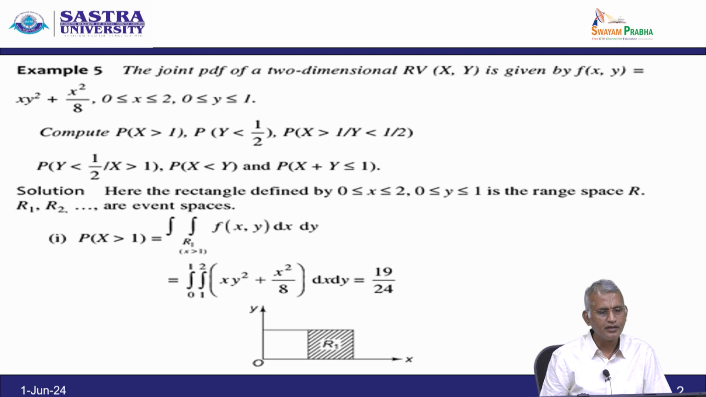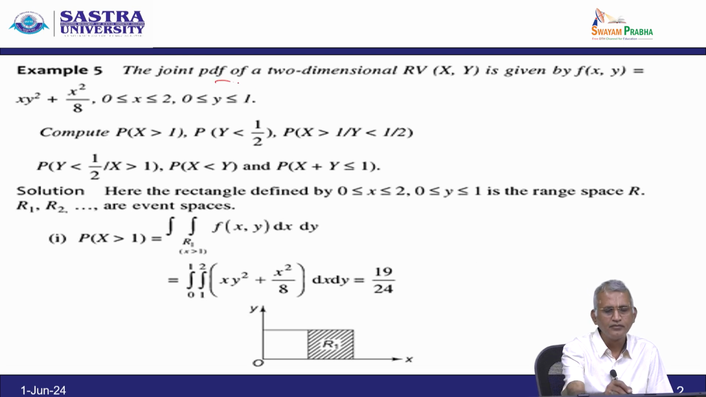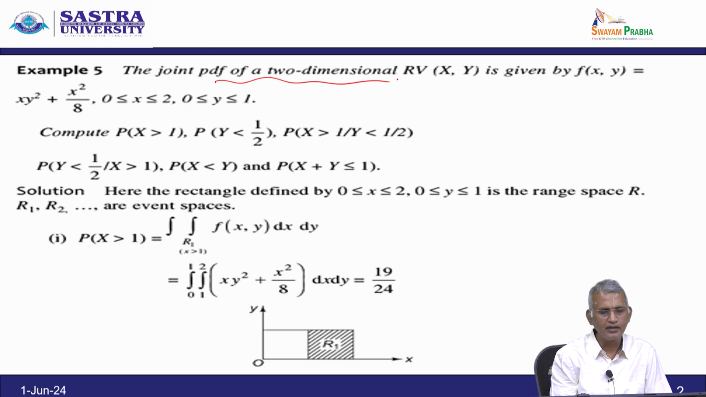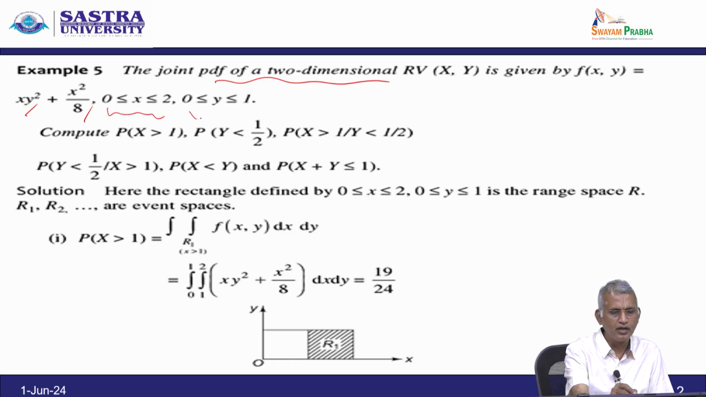Next example. A joint probability distribution function of 2 random variables is given by f of x comma y equal to xy square plus x square by 8, where x lies between 0 to 2 and y lies between 0 to 1. Compute probability of x greater than 1, probability of y less than 1 by 2, probability of x greater than 1 given y less than 1 by 2, and the probability of y less than 1 by 2 such that x is greater than 1, probability of x less than y, and probability of x plus y less than or equal to 1.